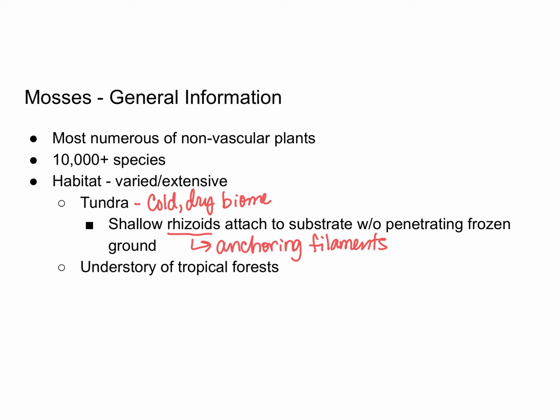And the tundra has permafrost, so the ground is essentially permanently frozen, except for maybe the very top layer. So with the shallow rhizoids, mosses are able to still attach themselves to the substrate without having to go too deep into the frozen part of the permafrost.